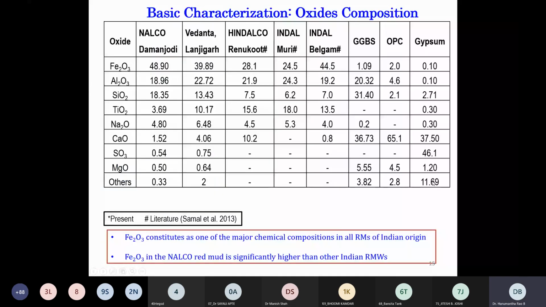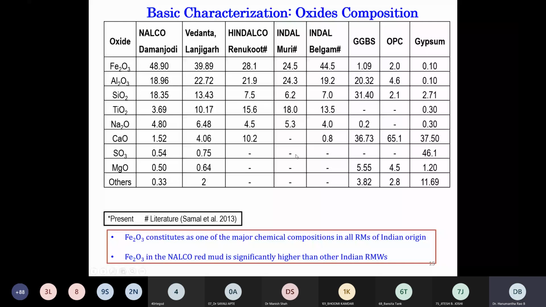Now, since I'm talking about the red mud, it is not produced by only a single source. There are a lot of industries. Nalco is one of the major producers, then Vedanta, then Hindalco, then Indal. They have two plants, one at Muri and one at Belgaum. You can understand that even the chemical compositions differ based on the process they implement for extraction of alumina from the bauxite. So there is a small distinction among the red mud produced by the different plants. Even that is a bit interesting.